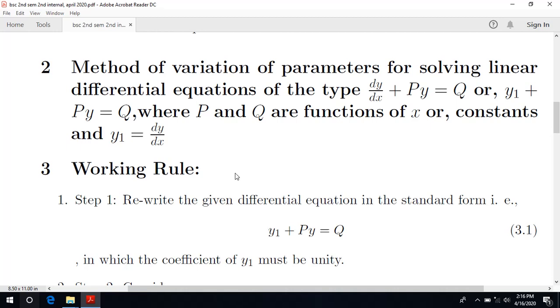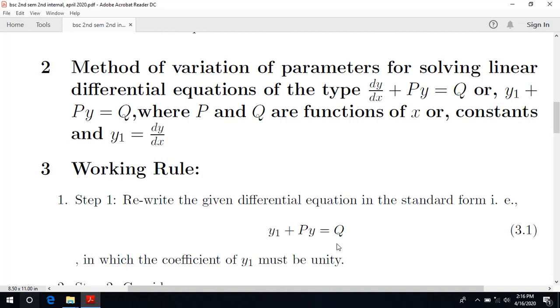So what is inhomogeneous? First you should know what is homogeneous. A differential equation is said to be homogeneous if the entire differential equation is equal to the zero function. This will be homogeneous if q is equal to 0. If it is not homogeneous, then it will be called inhomogeneous. That means a differential equation is said to be inhomogeneous if the entire differential equation is equal to a non-zero function, where q is not equal to 0.